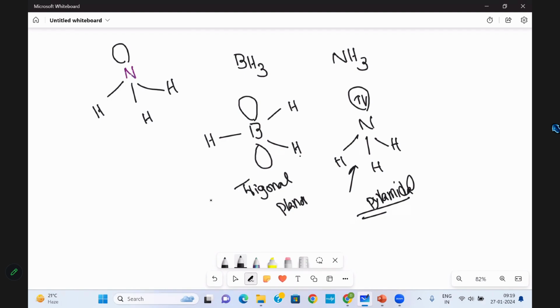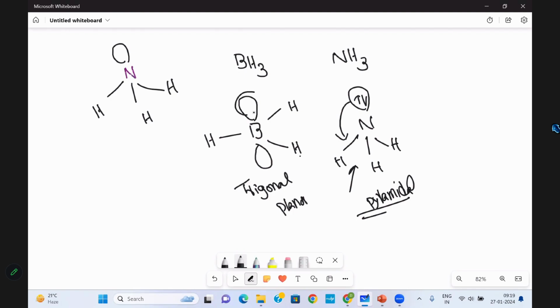Because of the presence of a lone pair on nitrogen. Okay, so what? How does it matter? The bonds get squeezed. So what happens here? You have a lone pair here, right? Do the lone pair and bond pair repel or attract each other? Repel. Exactly. Lone pair-bond pair repulsion is quite high, so automatically the hydrogen atoms are pushed away.